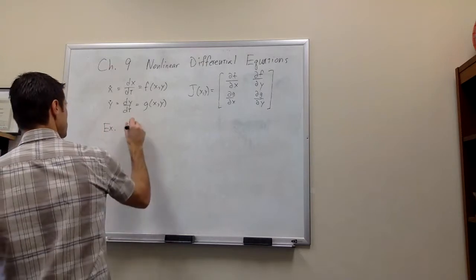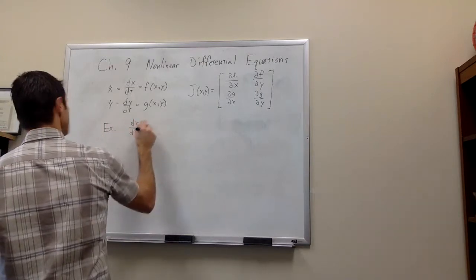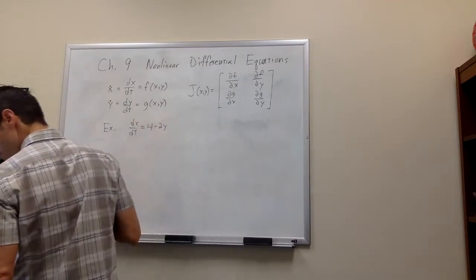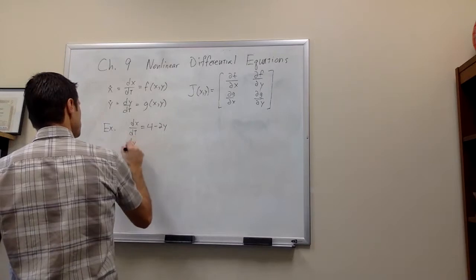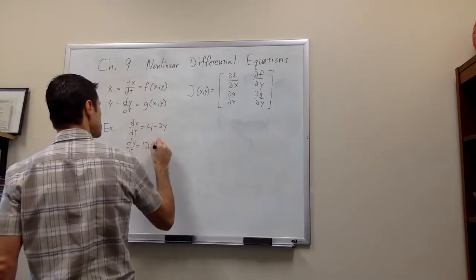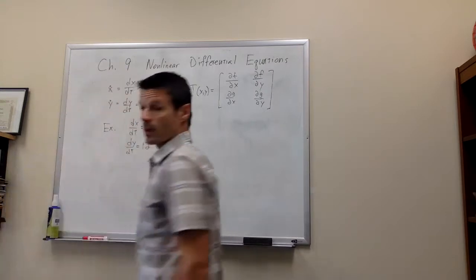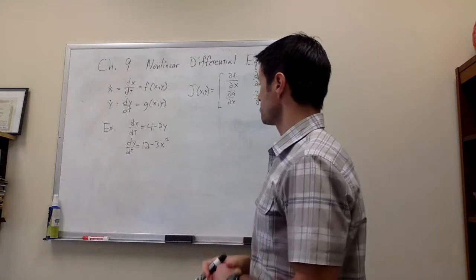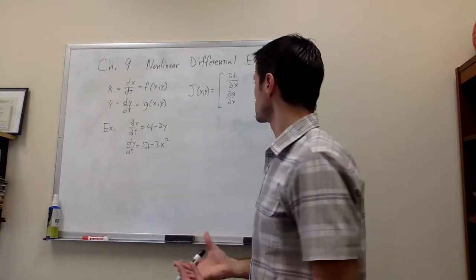So consider dx/dt equals 4 minus 2y, and dy/dt equals 12 minus 3x squared. Right? So this is a nonlinear system. We can solve for the critical points.